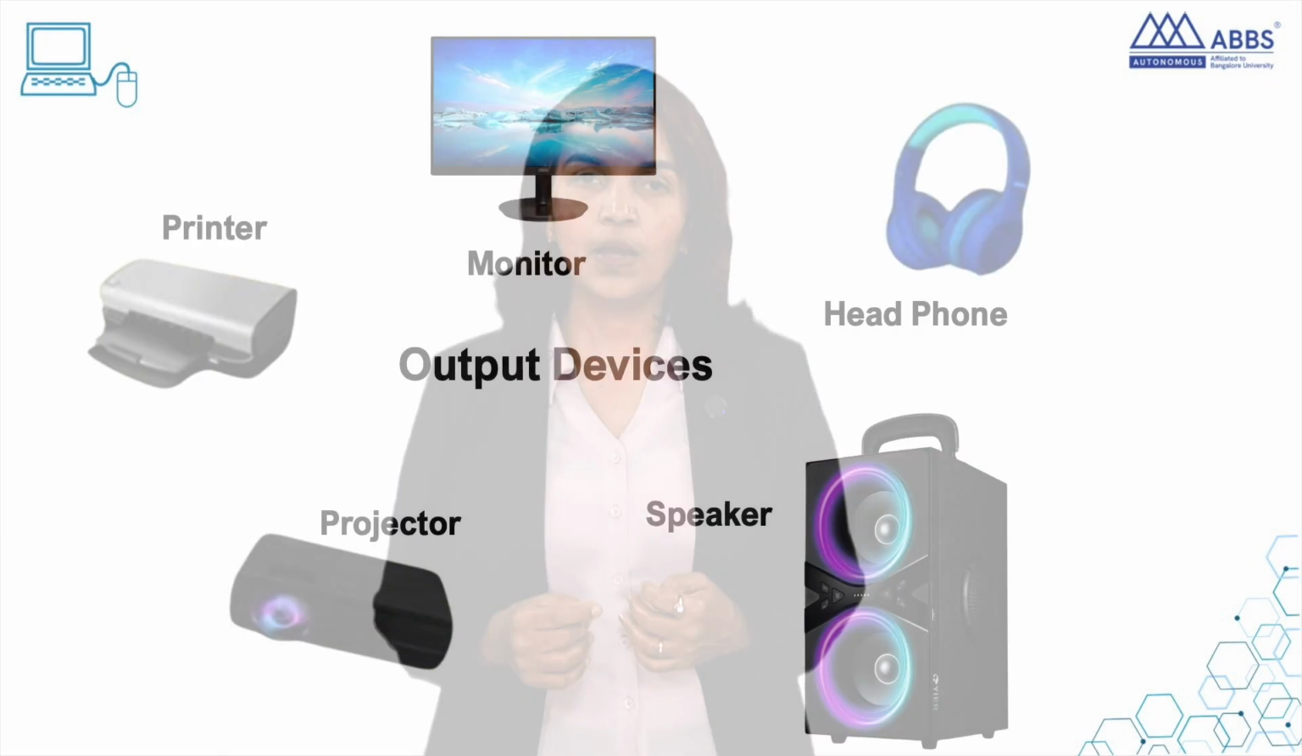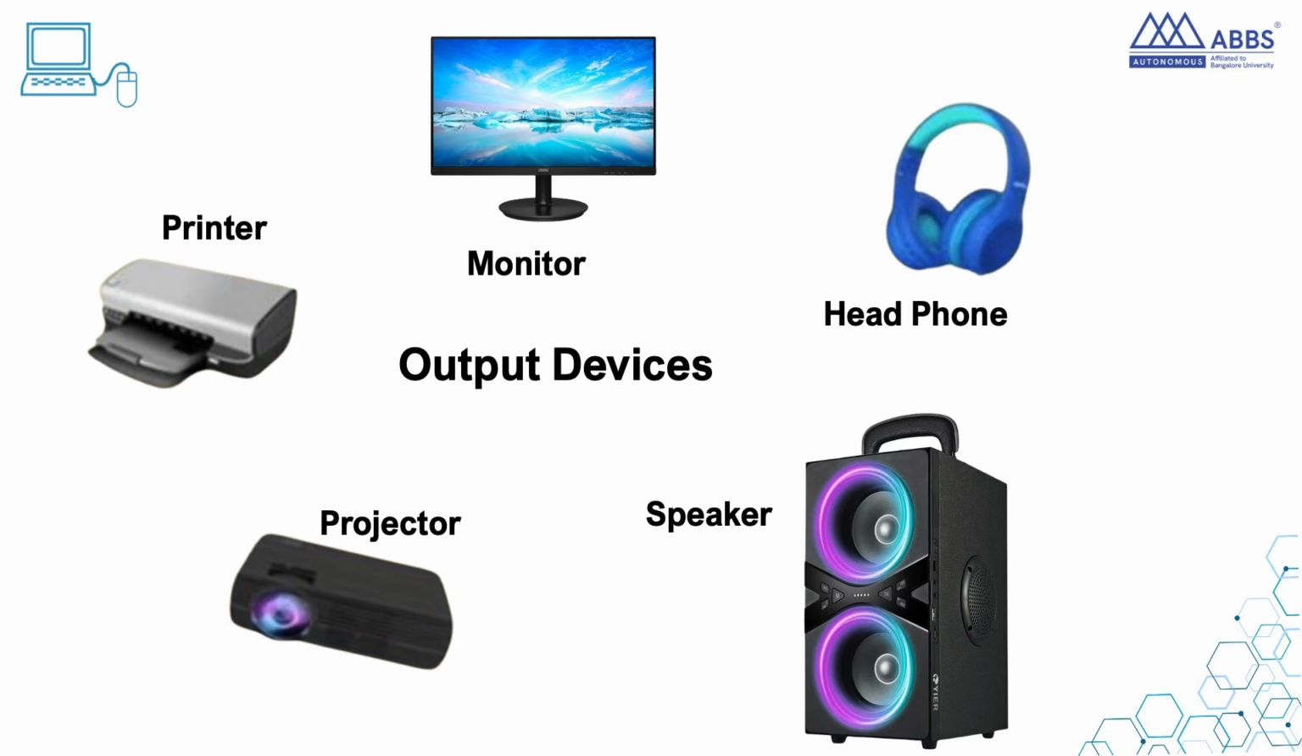Let us now discuss output devices. Output devices are used to present processed information in a usable form such as text, images, audio or video through a printer, monitor, headphone or projector. A monitor, also called a Visual Display Unit (VDU), is an output device that displays information from a computer in visual form. The monitor instantly shows what is processed inside the computer as an output.